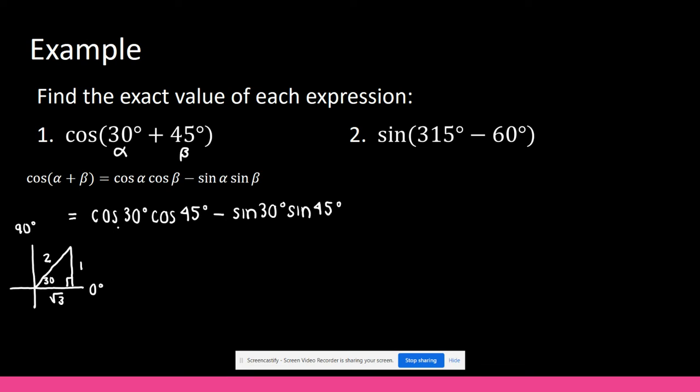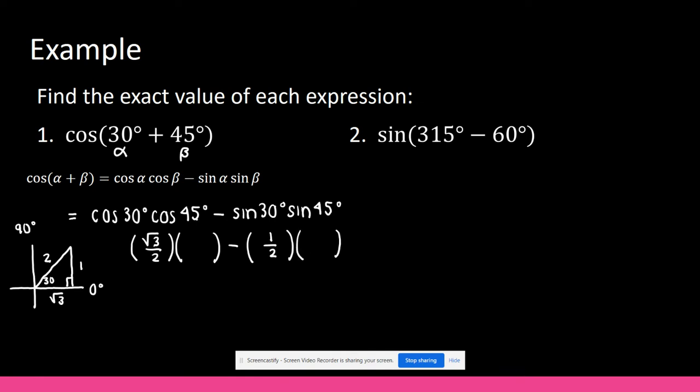So cosine of 30, if I use my triangle, would be adjacent over hypotenuse. I'm going to skip that 45 for a second because I don't have a 45 triangle drawn yet. If I go to the next part of my formula, notice that for the sine of 30, I get to use the same triangle. Sine is opposite over hypotenuse. So that would be 1/2.